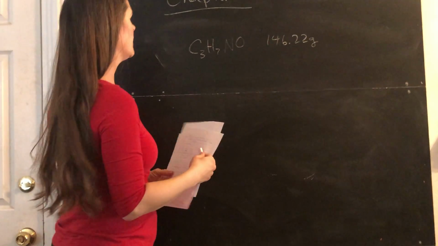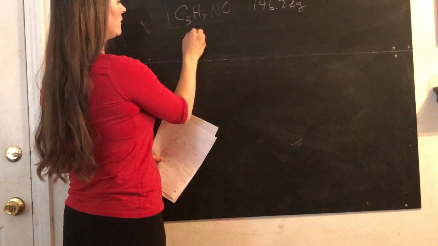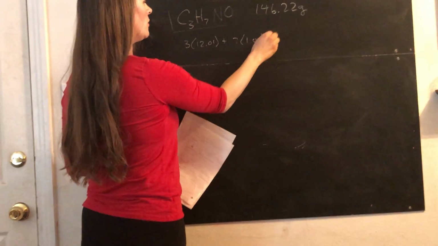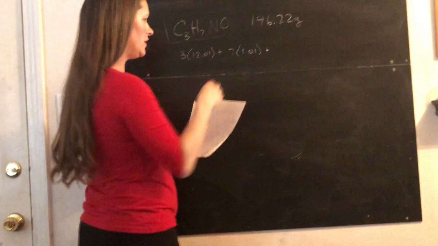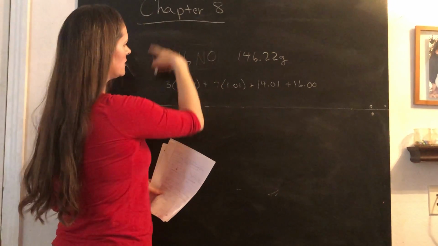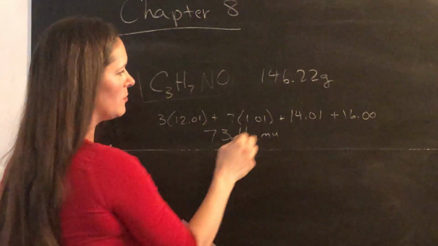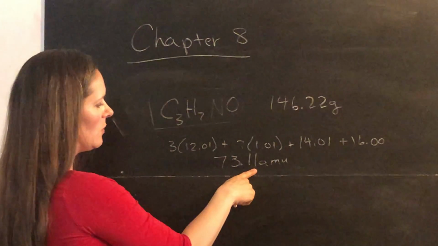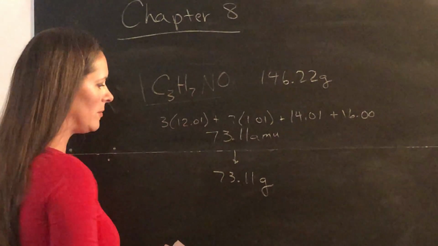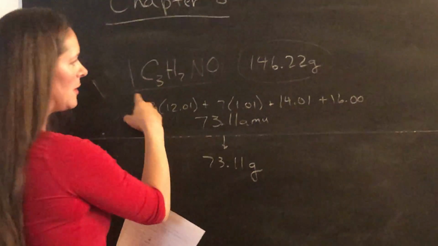Okay. Well, let's figure out how much this empirical formula weighs. C3 means it's 3 carbons, which weigh 12.01. H7 is 7 hydrogens, which weigh 1.01. Nitrogen weighs 14.01, and oxygen weighs 16. So this empirical formula weighs 73.11 AMU, right? Each molecule of this weighs 73.11, scaling up to moles, 1 mole weighs 73.11 grams.